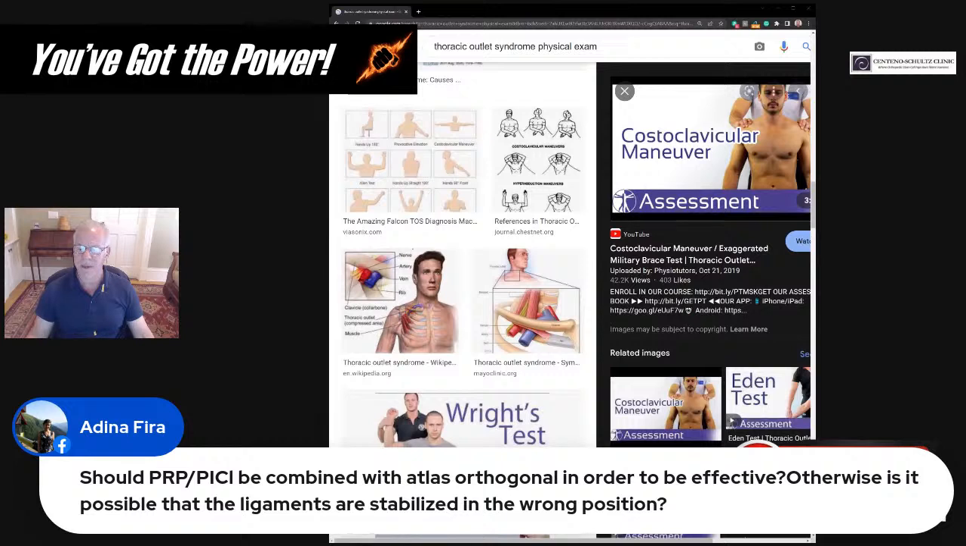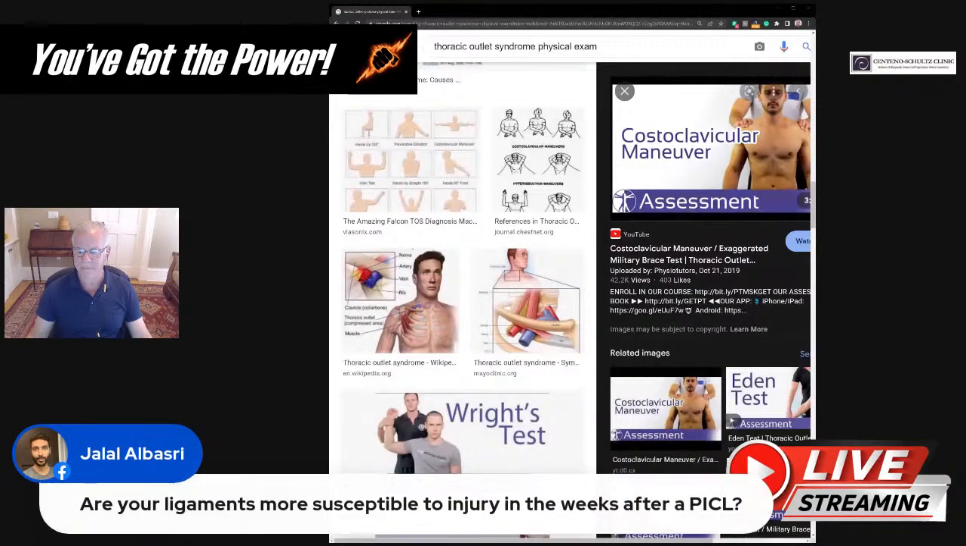Adina, should PRP, PICL be combined with an atlas orthogonal in order to be effective? Otherwise, it's possible that ligaments are stabilized in the wrong position. Yeah, Adina, we generally don't see the ligaments stabilized in the wrong position. Realize that things get out of position because the ligaments are loose. So if we tighten the ligaments, we're good. Having said that, we see a lot of patients that get great benefit from AO, chiropractic, or atlas orthogonal. So if you've got an AO provider who can get you in and it feels great temporarily, we definitely tell those patients to make sure that they continue to see their AO provider as we go forward.